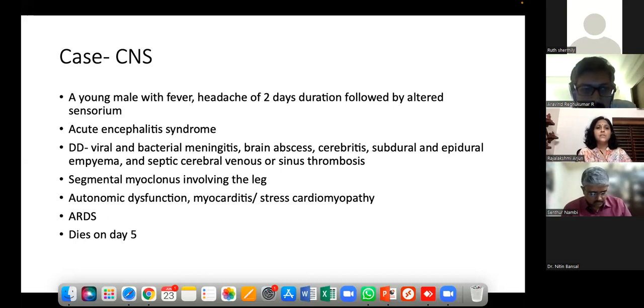Soon this patient develops segmental myoclonus in the leg, autonomic dysfunction, and stress cardiomyopathy, and goes on to develop ARDS and dies later. So any thoughts in your mind, you can put down in the chat box so it will be more interactive. On the next day, the PCR for Nipah virus came as positive in the CSF.